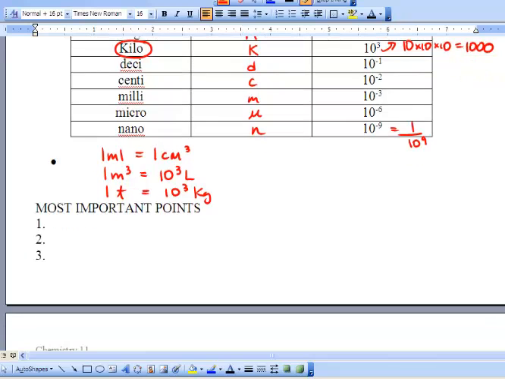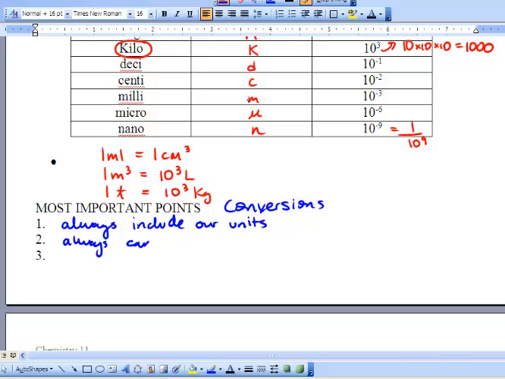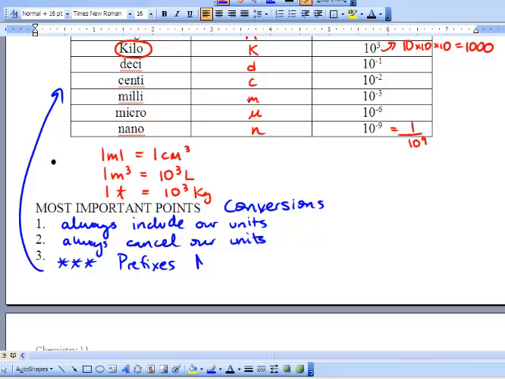So there are some important points about conversions. We always include our units. Always include our units. Next, we'll always cancel our units. And finally, the most important one, I'm going to put 3 stars right beside this, is prefixes. So this is all these bad boys. They never go beside exponents. And you're going to see what I mean in a minute here.